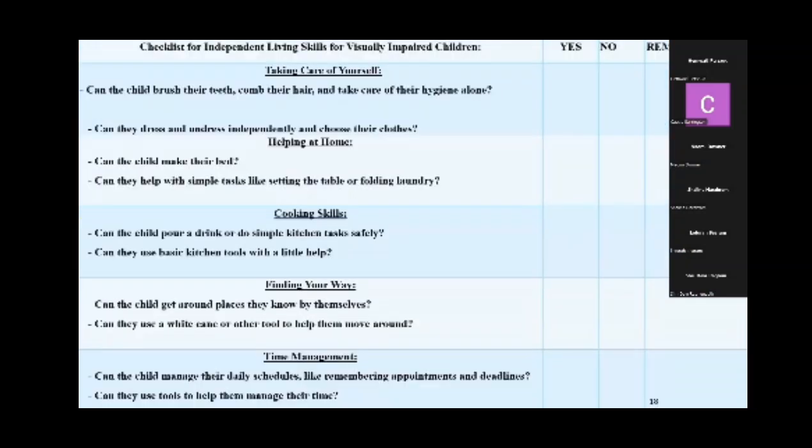So by using this method, the checklist is a good way to see how a visually impaired child is doing with living by themselves. Different kids need different help, so not all kids will need the same thing. So here we have a checklist that's showing the effectiveness of the project.